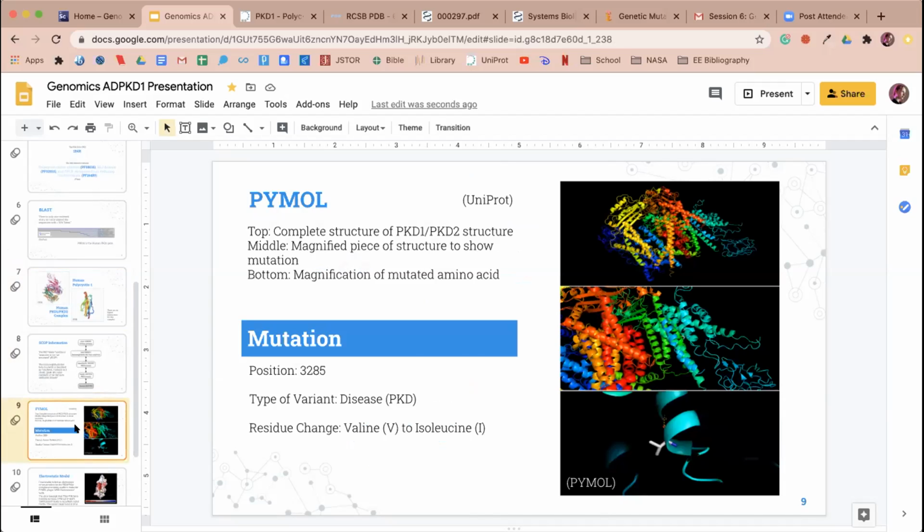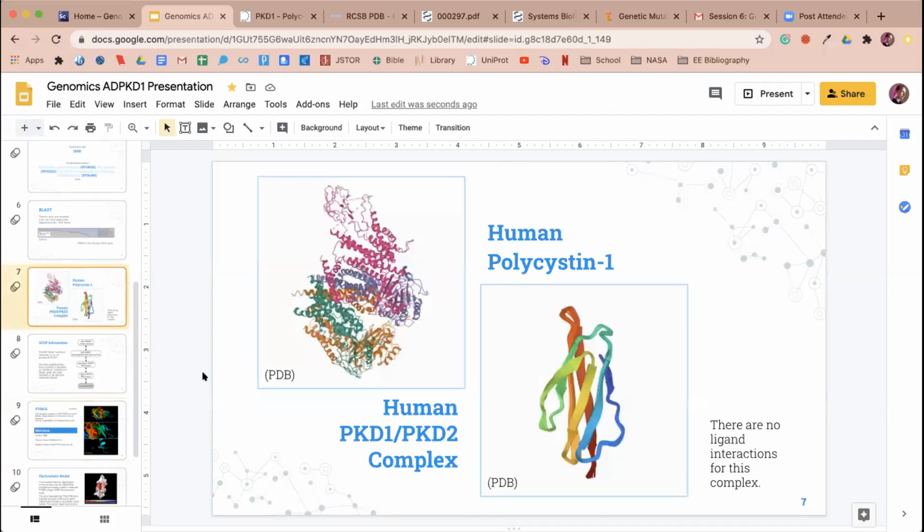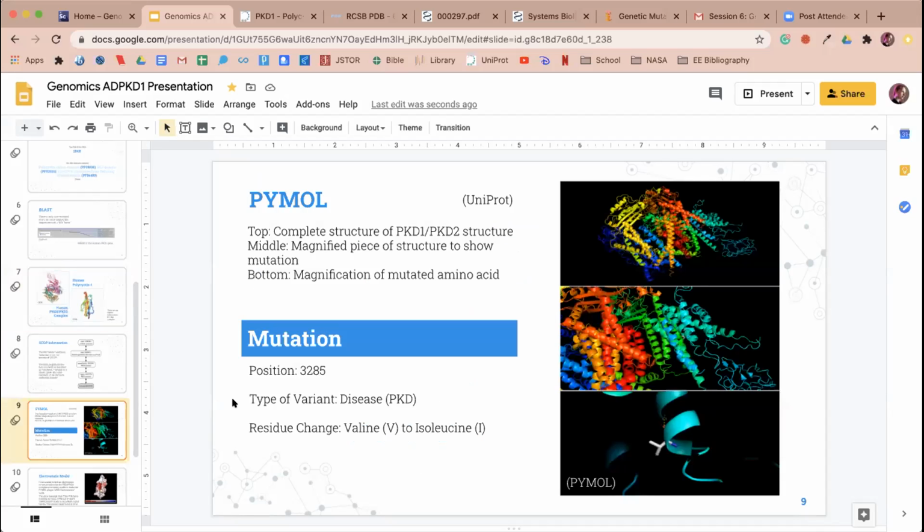In PyMol, I used fetch and I used this one whose PDB ID was 6A70 because when I tried to fetch polycystin 1, nothing happened and it didn't come up. So clearly the mutation is in 6A70, which is this complex, which is PKD1, PKD2.